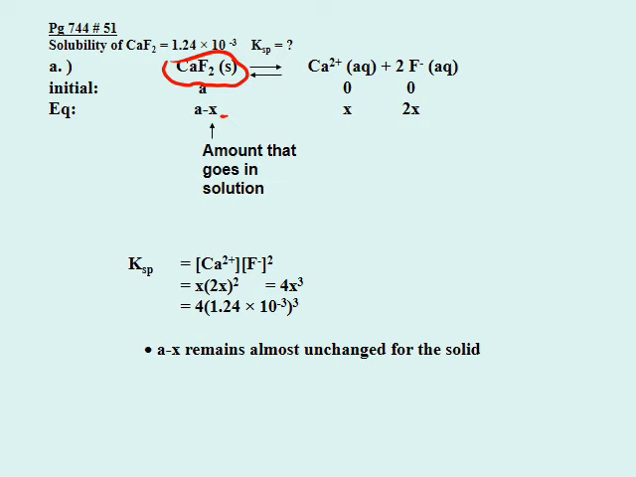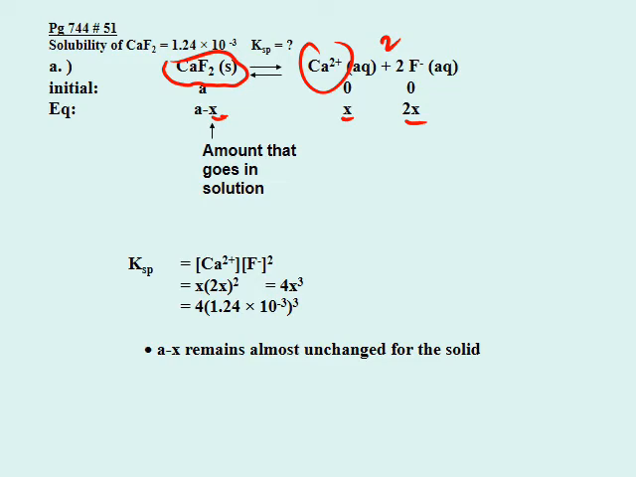When it goes in solution, calcium gets separated from F minus. Now, why is it X and 2X? Because from one calcium fluoride, you get one calcium and 2 fluoride. So it's 2 times more. When X amount of calcium fluoride breaks down, you get X of calcium and 2X of fluoride, because it's a 1:1:2 reaction. So keep that in mind.